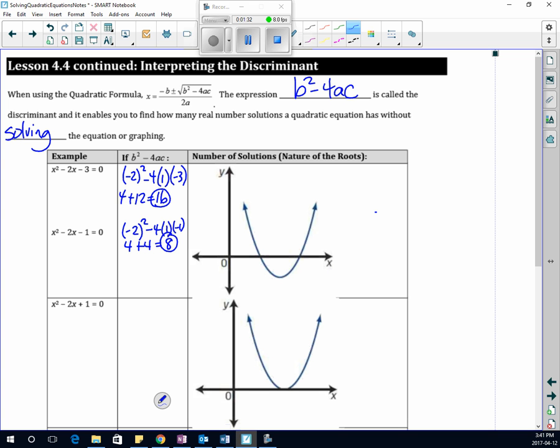So the graph that corresponds with a positive b squared minus 4ac, it corresponds with how many roots or solutions it has. Notice that the graph to the right has two solutions. And that's because when we square root b squared minus 4ac, we get a plus and a minus that contributes to the quadratic formula, which is then generating the two answers.